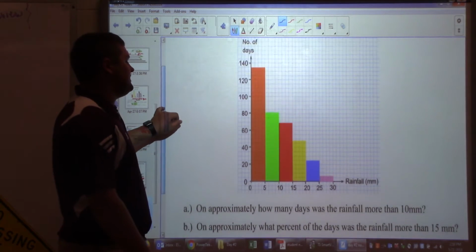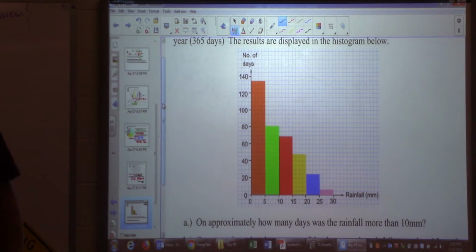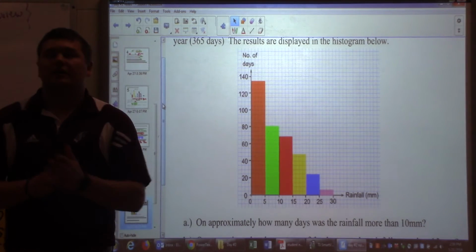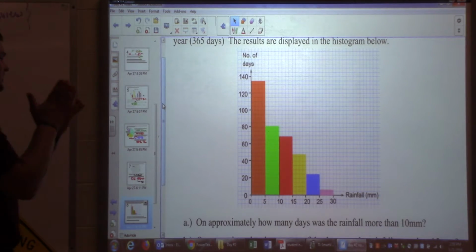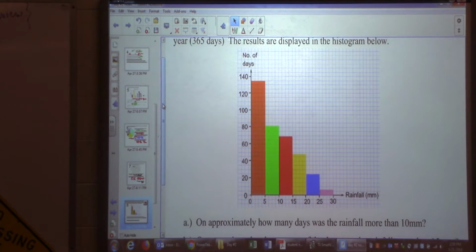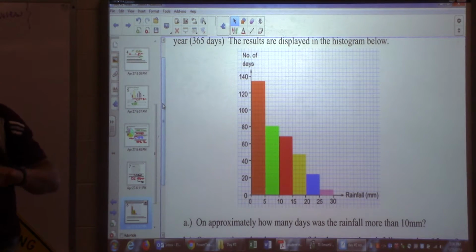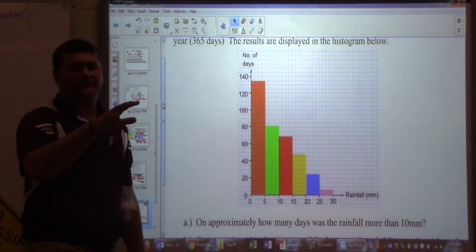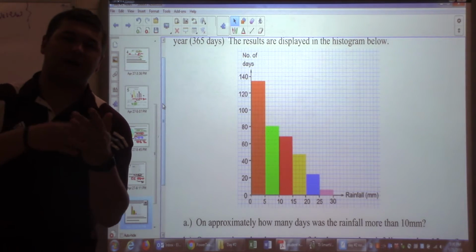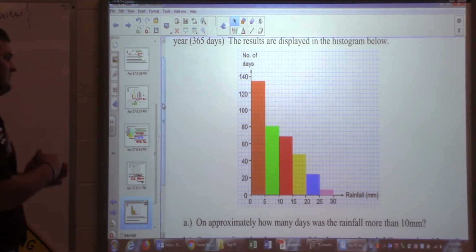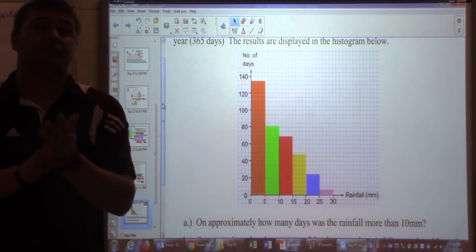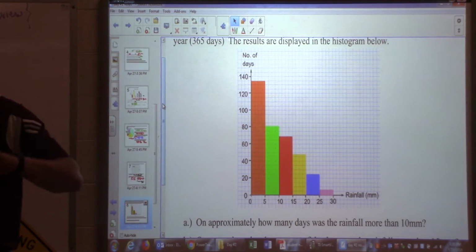So, at approximately how many days was the rainfall more than 10 millimeters? Well, one thing to know about a histogram, guys. Those bars, it looks like it stretches from 0 to 5, right? It stretches from 0 up to 5. It doesn't get to 5, it goes up to 5. So 4.999999, a lot of nines, really small, gets really close to 5 but never reaches it. Then the green bar goes from 5 up to 10, gets really close to 10, never reaches it. Red bar from 10 to 15, never gets to 15, but gets really close. That's how those histograms kind of work.